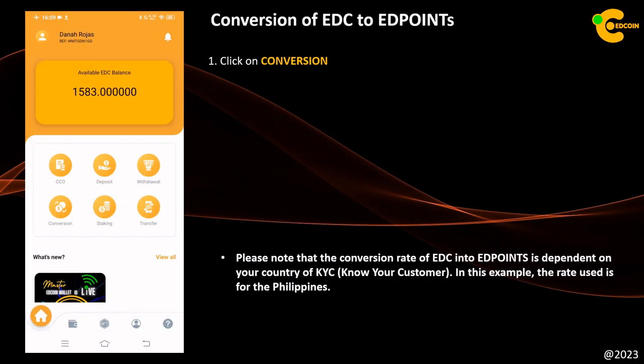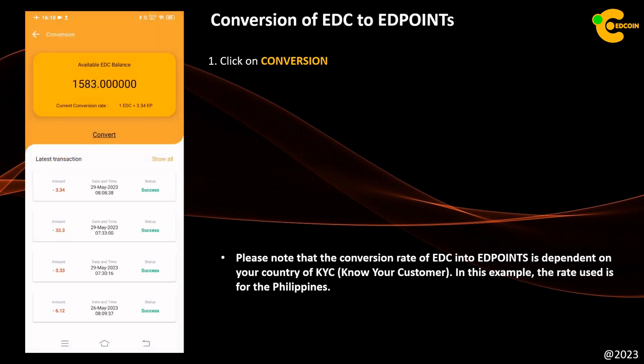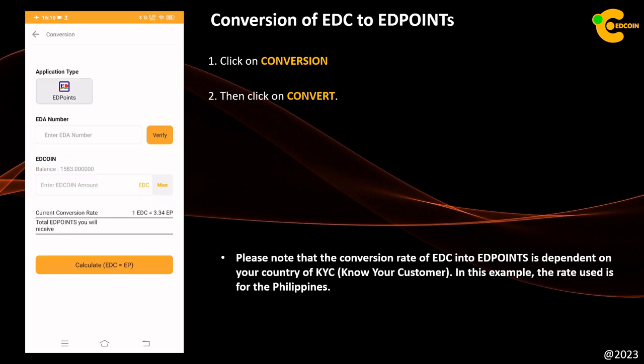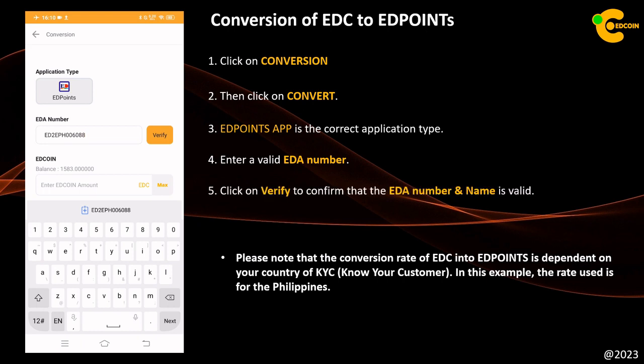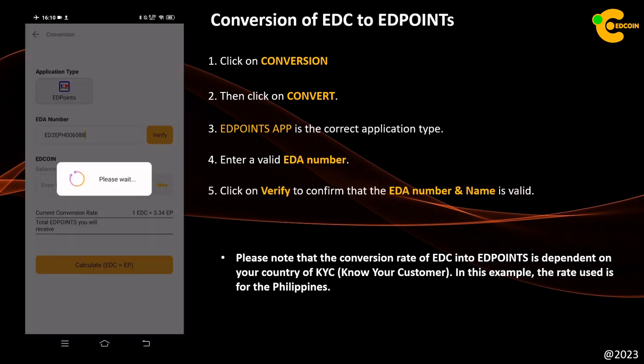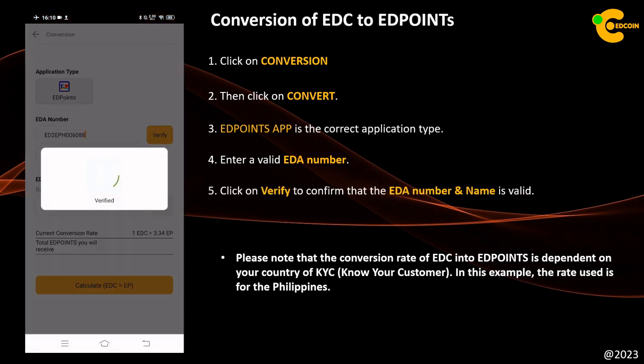In your MASTER EDCOIN Wallet account, click on Conversion. Then click on Convert. EDPOINTs is the correct application type. Enter a valid EDA number. Click on Verify and please confirm that the name that appears is correct.